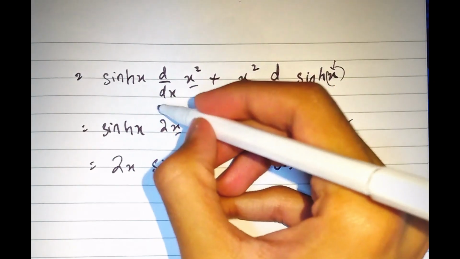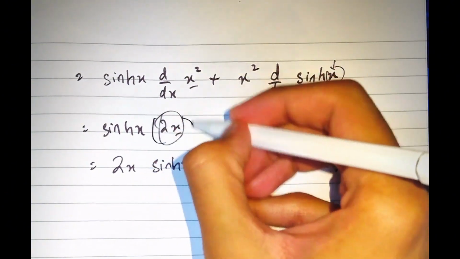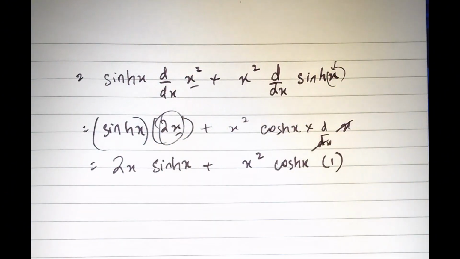If you're confused about how we can separate this 2x right over here, actually you shouldn't be confused about it. But if you are, these terms are being multiplied, so we can write them in any order.